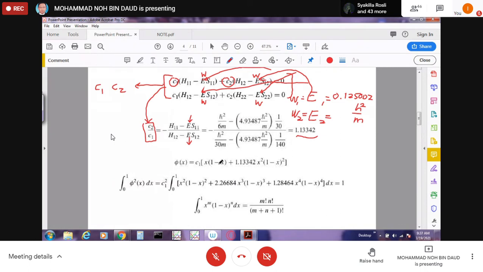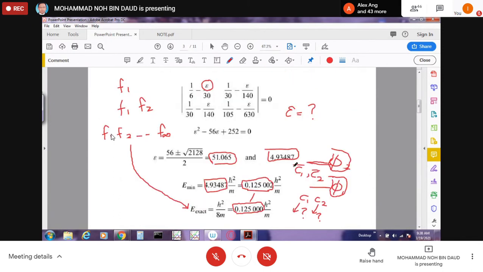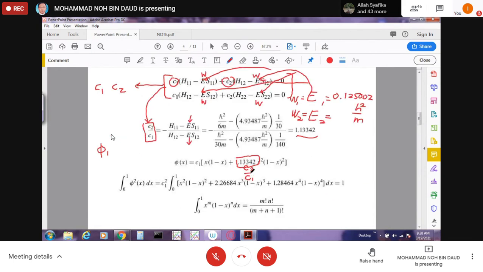So we have here this C1 and C2. Now we have this phi, the first phi we want to find here, with C1 and C2. So this is the first step.